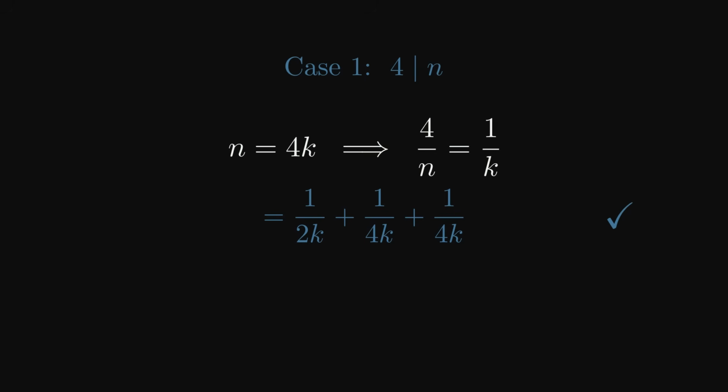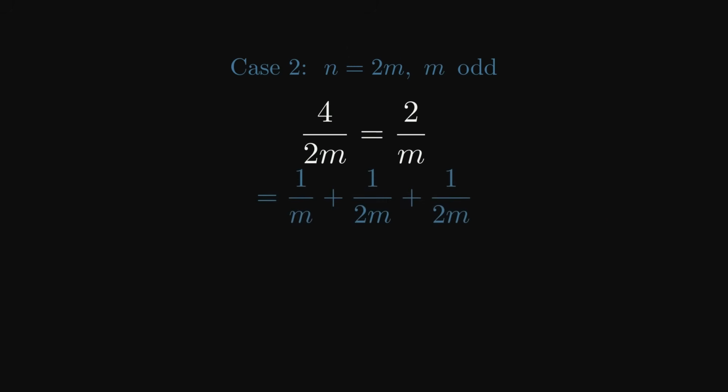3 unit fractions. Done. If n is divisible by 3 but not 4, things are nearly as easy, just slightly more work. If n is divisible by 2, that is, n is even but not divisible by 4, say n equals 2 times m, where m is odd, then 4 over n equals 2 over m. To decompose 2 over m, write it as 1 over m plus 1 over m. But the conjecture wants 3 terms. Easy. 1 over m plus 1 over 2m plus 1 over 2m.